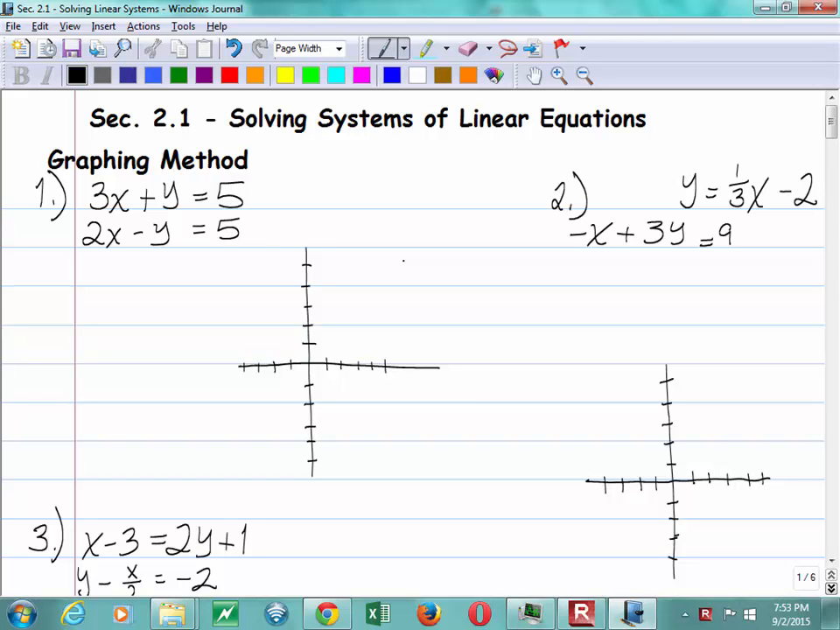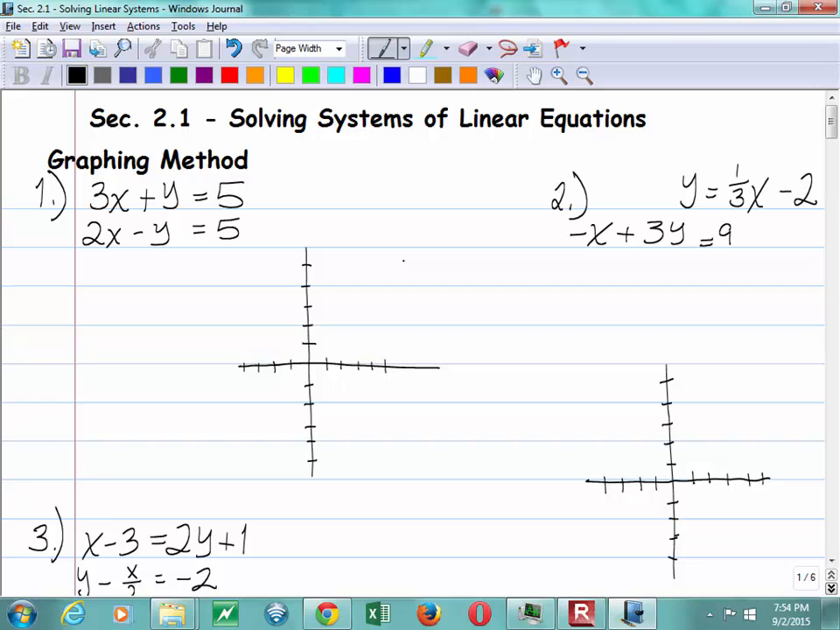Alright, so if it's a linear equation, that means you can draw it on a graph as a line. And the graphing method really is not the most efficient and quickest way of solving these, but I'd like to show it just a little bit because it gives a nice visual representation of what's really going on. So I'll just do a few of these.